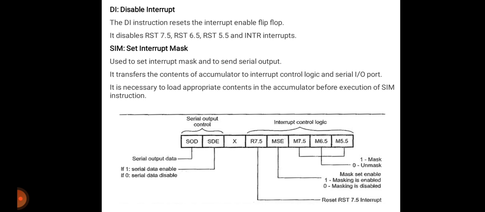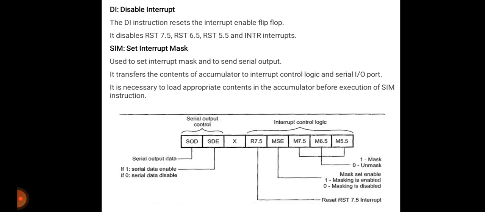Next one is disable interrupt. Disable interrupt means the DI instruction resets the interrupt enable flip-flop, as you can see in the figure. It disables RST 7.5, RST 6.5 and RST 5.5 and INTR interrupts.